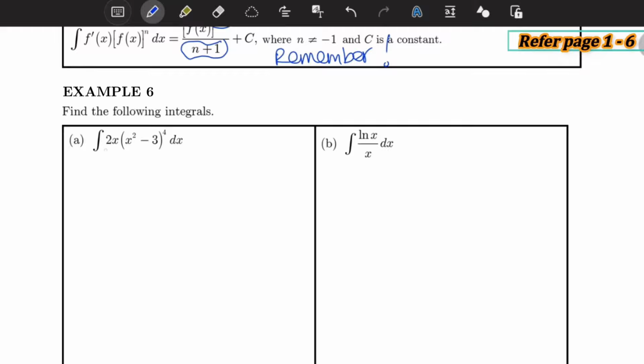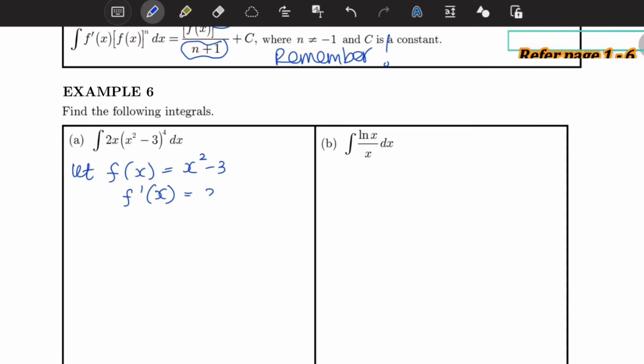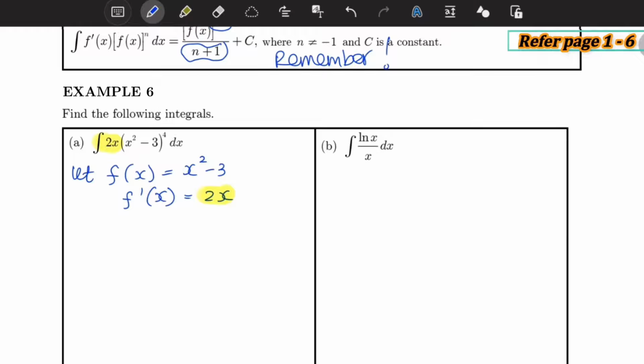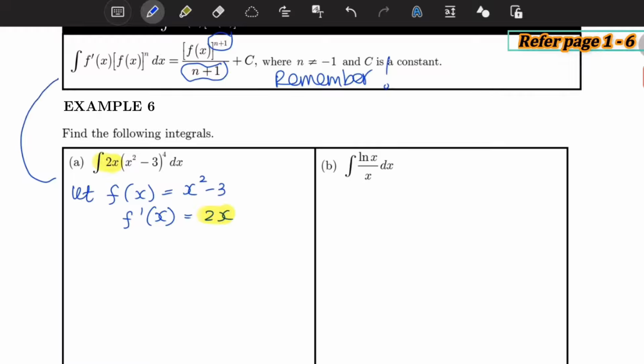We have integrate 2x times x squared minus 3 power of 4. We let fx be x squared minus 3. f prime x is 2x. The derivative here is exactly the same as the remaining function. So back to the rule, we can use the rule.